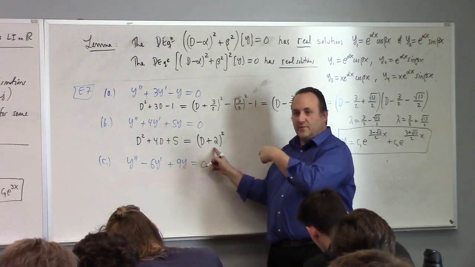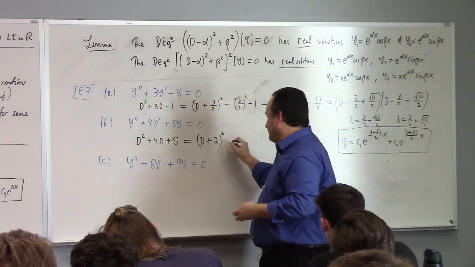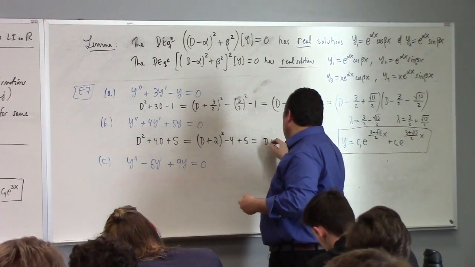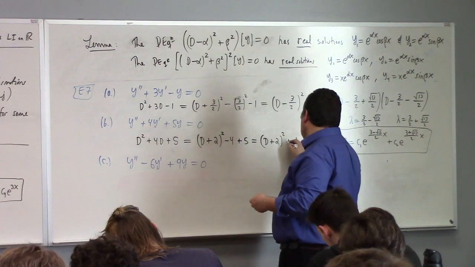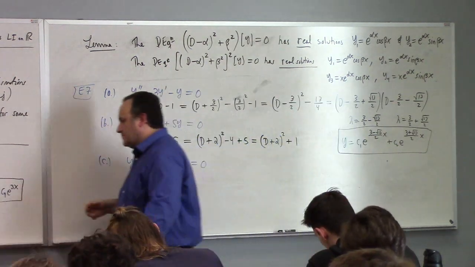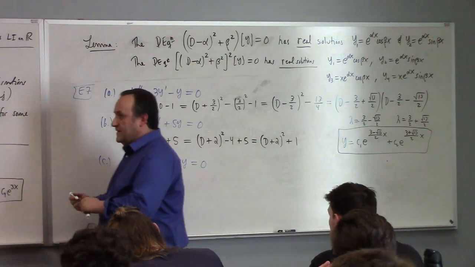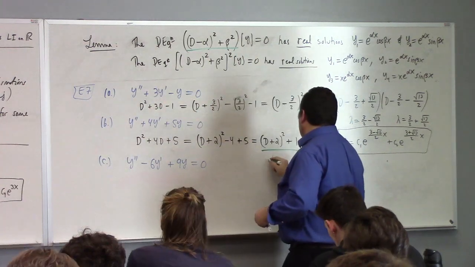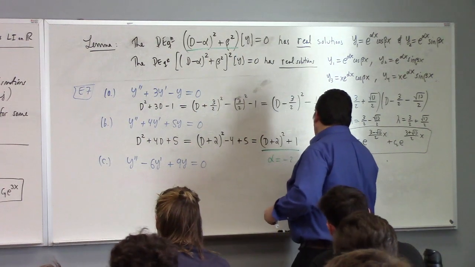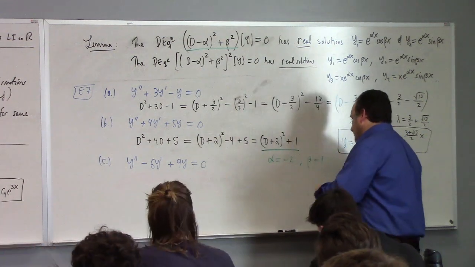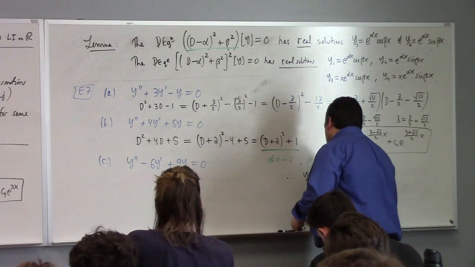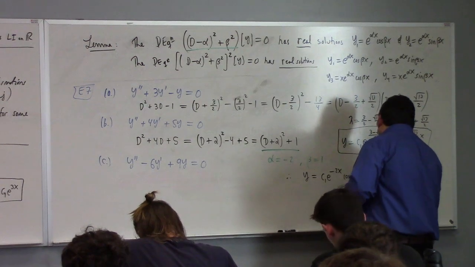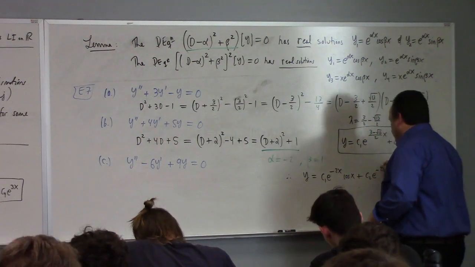This also adds 4, right? So to be fair, I have to subtract 4. And I've still got the plus 5. So what I got here is (d plus 2) quantity squared plus 1. So this is exactly the context of the lemma. We have alpha equals minus 2, and beta is equal to 1. Therefore, the solution is the following: c1 e to the minus 2x cosine x plus c2 e to the minus 2x sine x, and there's your solution for part B.